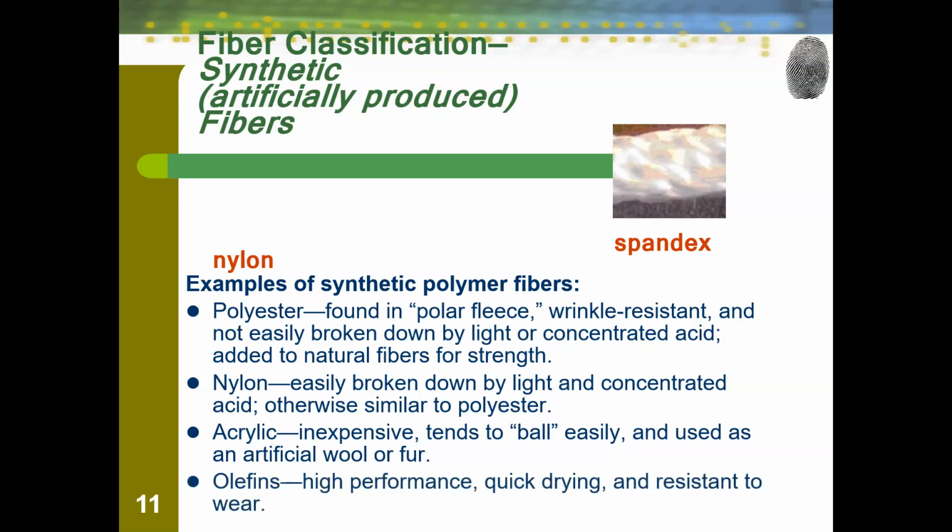And last but not least, we have olefins, which is high performance, quick drying, and resistant to wear. So a lot of times you find this in athletic clothing. So to summarize, we have 3 different types of natural fibers and 2 types of synthetic fibers.